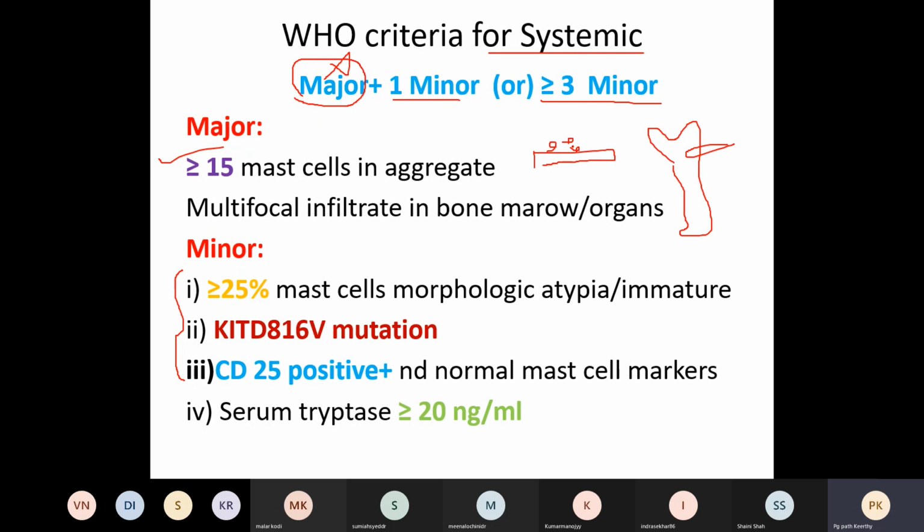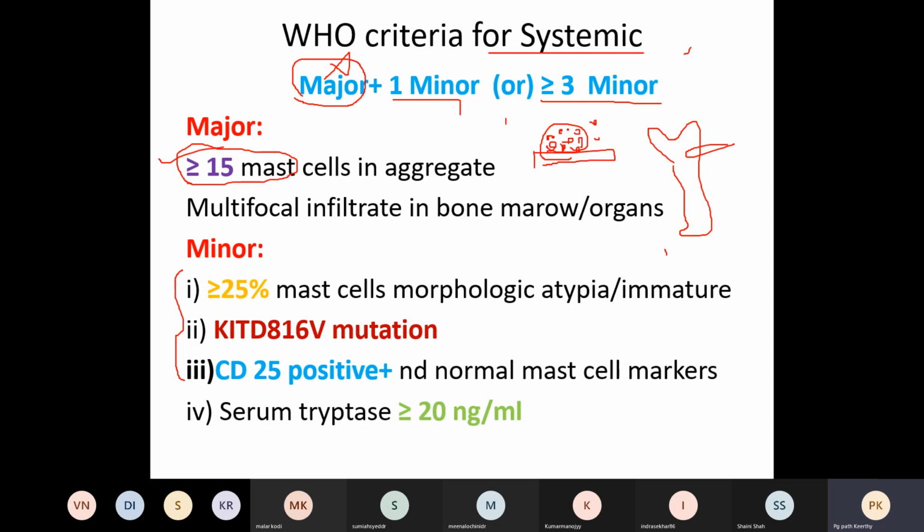So how many mast cells? That is important. You should see more than or equal to 15 mast cells. How should they be? Not dispersed, one here, one there. They should be in aggregates. I'm talking only with respect to systemic mastocytosis, so what is a cluster? At least 15 or more mast cells in aggregates.